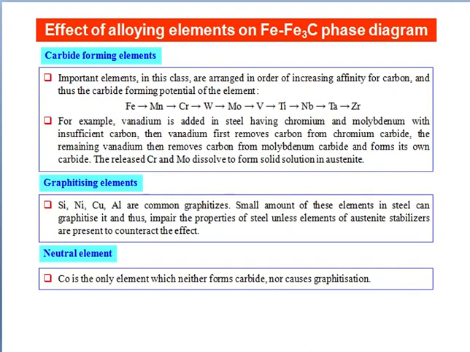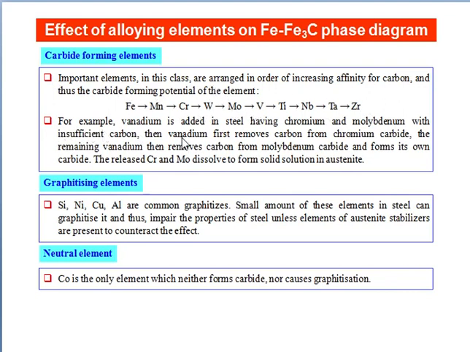Effect of alloying elements on the iron-iron carbide phase diagram. Carbide forming elements. Important elements in this class are arranged in order of increasing affinity for carbon, and thus the carbide forming potential of the element, from iron to zirconium.